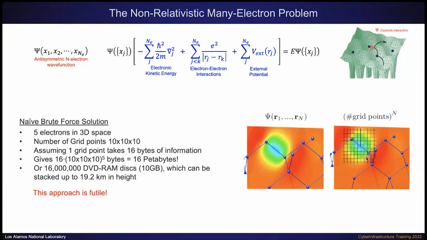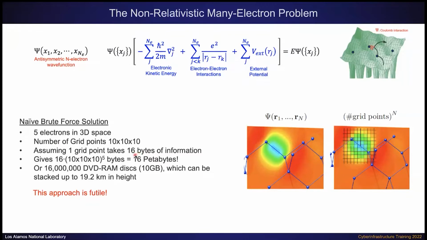And so let's think about if we want to place 5 electrons within this grid. We have 5 electrons in this 3D space, and let's say we've discretized it as a 10 by 10 by 10 mesh. And let's then try to perform this calculation. We have one grid point, let's say, equal to 16 bytes. So this is how we're going to code up this problem. And then we're going to solve this with some methodology.